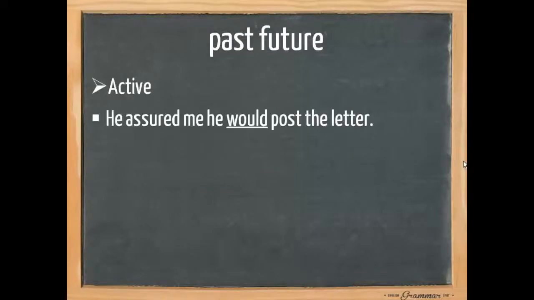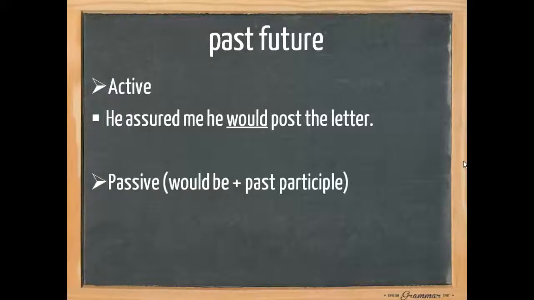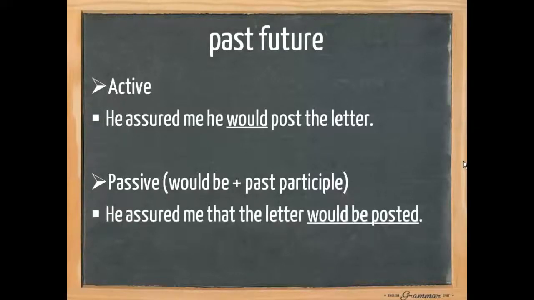The past future. He assured me he would post the letter. That's a past future. For the passive, we use would, be, and a past participle. He assured me that the letter would be posted.